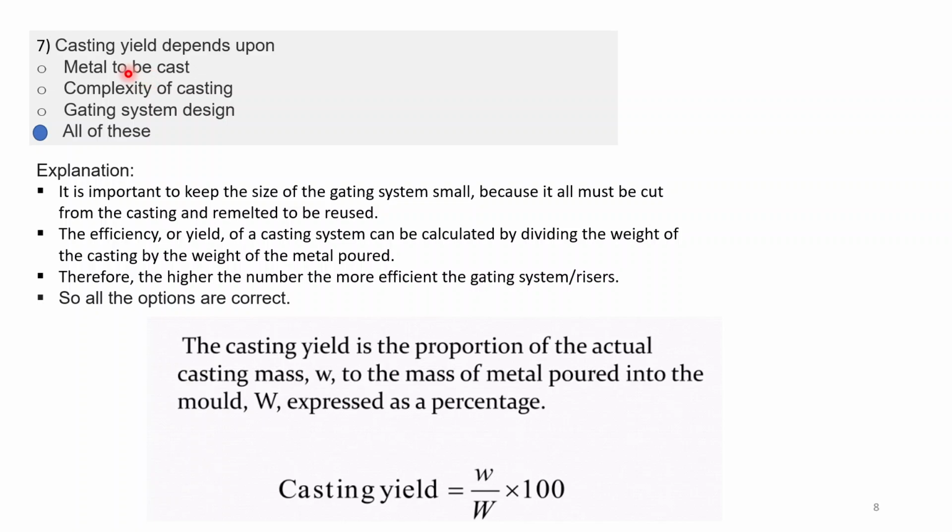Whatever metal you are using will also decide the casting yield, because some metals might have very high thermal conductivity. In that case, the casting yield is different from other metals. And if you have a very complex casting, then your casting yield might go down. Gating system design also changes the casting yield, because the runners and risers must be cut down afterwards. So if the size of those is very large, then your casting yield will go down drastically.